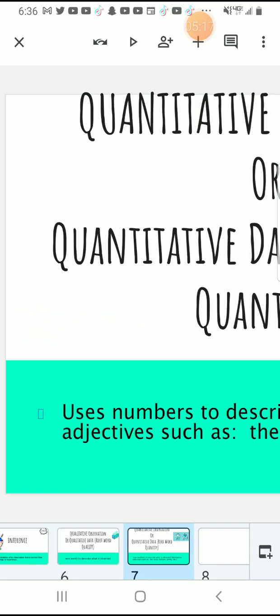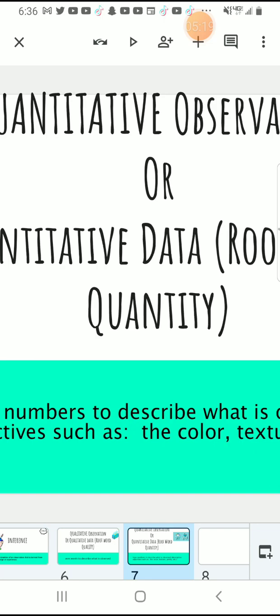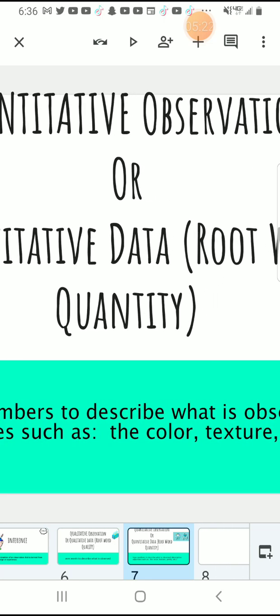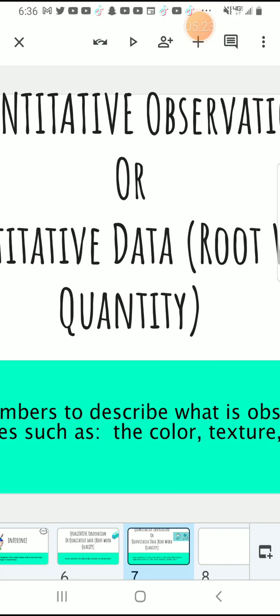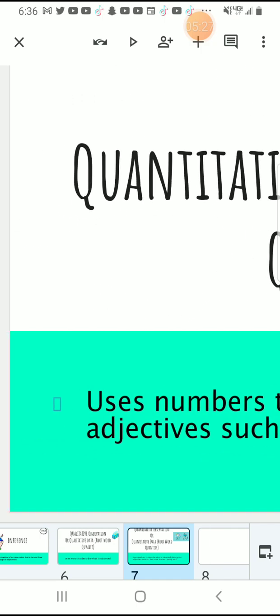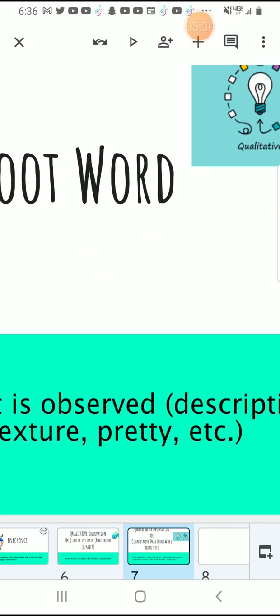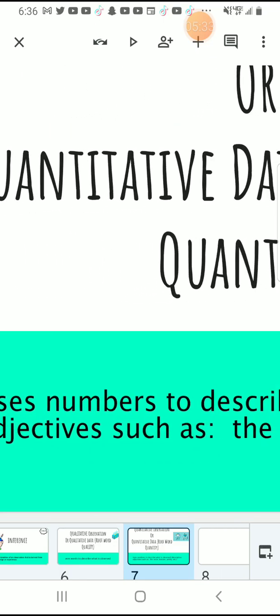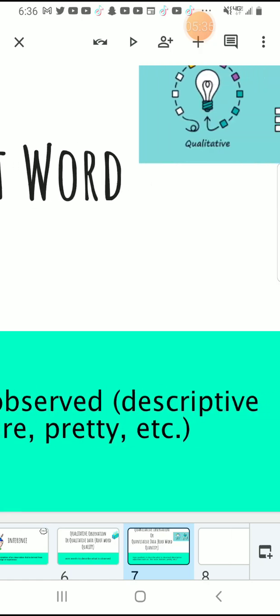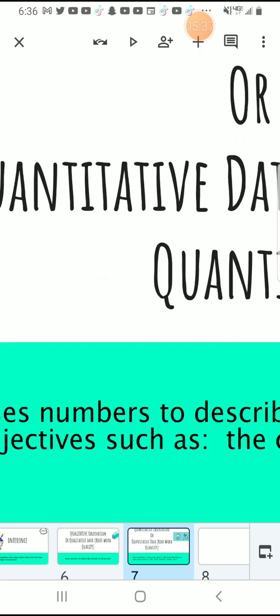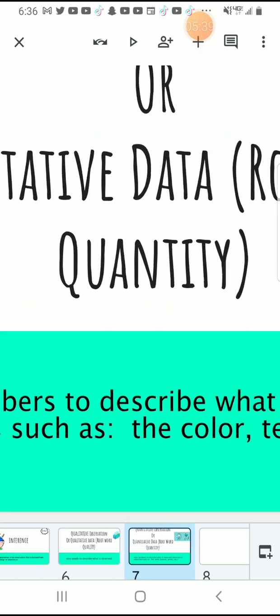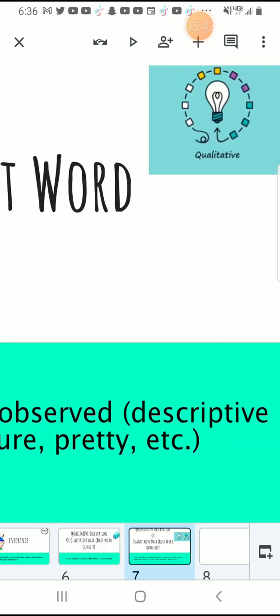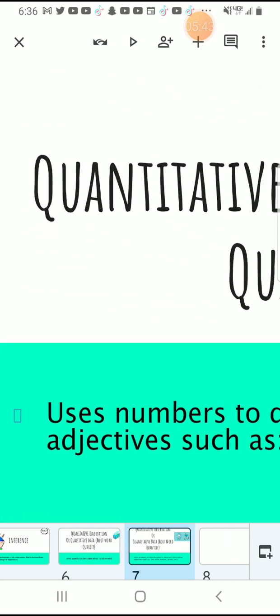Quantitative observations or quantitative data. Notice instead of quality, it has quantity in it. Quantity has to do with a number, how many there are of something. This uses numbers to describe what is observed. This is descriptive adjectives such as, wait a minute, this should not have this. I thought I took this out. It doesn't have the colors, textures. This is only to do with numbers.